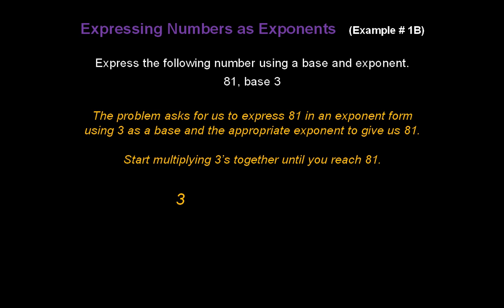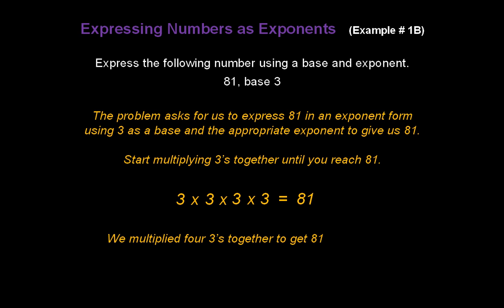Start by writing down a 3, multiply by another 3, that only gives us 9. So multiply by another 3, that takes us up to 27. Multiply by another 3, and sure enough we get to 81, so we can stop multiplying 3's together. We multiplied 4 3's together to get 81. So 81 expressed as an exponent with 3 at the base is 3 to the power of 4.